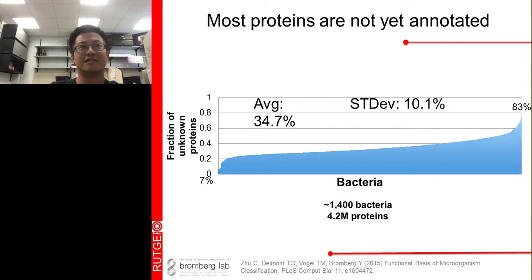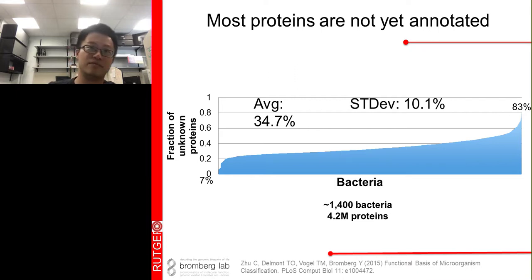Here I collected the same 1,400 bacteria, from the same data set, which contains 4.2 million proteins. We can see that on average, about a third of those proteins are not annotated. We don't know what function they perform. And in some organisms, for example, the one at the very right, it can be as high as more than 80% of the proteins in this bacterium have no annotation at all. We have no clue what they are doing. So yes, no annotation is a problem.